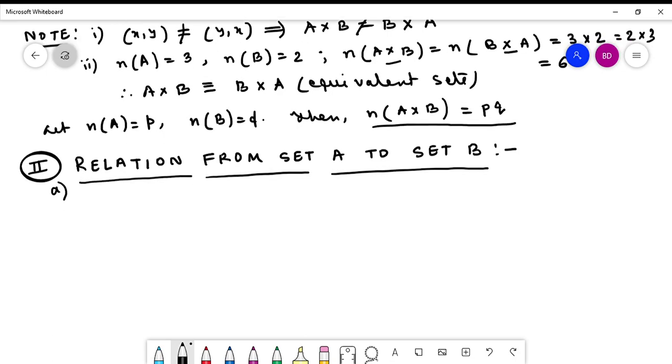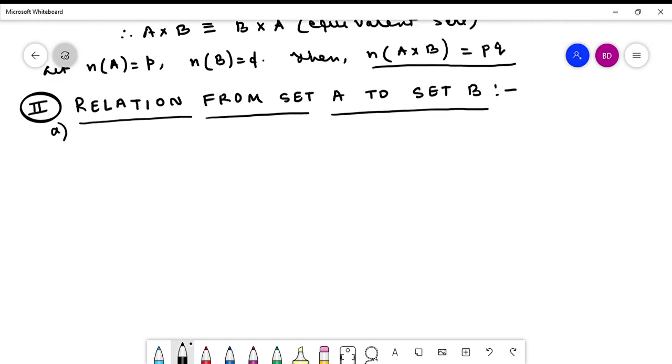Now, since I have mentioned relation from A to B, we note that first I have said A, then B. So first we will consider A cross B, because A is first. Now, since A cross B is a set, as we have seen above, we can form subsets of A cross B. So we'll define a relation from A to B as a subset of A cross B.